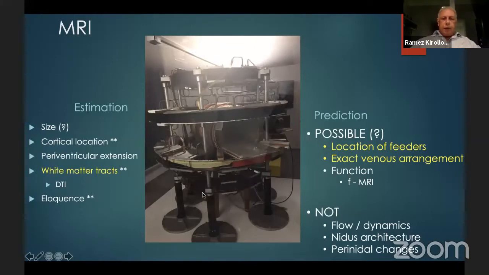By the way, this is a photograph I took. This is the first ever human MRI machine. It is housed in the Aberdeen Royal Infirmary. It's great to see it yourself.